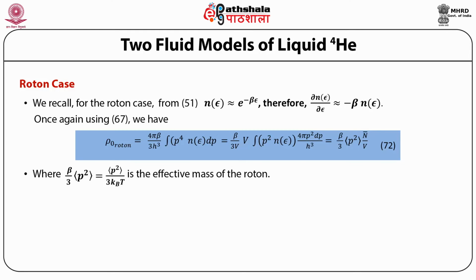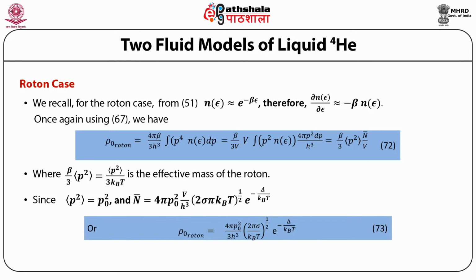Since the mean value of p² is equal to p₀² and the mean value of the number of rotons is equal to 4π p₀² V/h³ multiplied by (2πσk_BT)^(1/2) e^(−Δ/k_BT), we have ρ₀ of roton is equal to 4π p₀²/3h³ multiplied by (2πσ/k_BT)^(1/2) multiplied by e^(−Δ/k_BT).